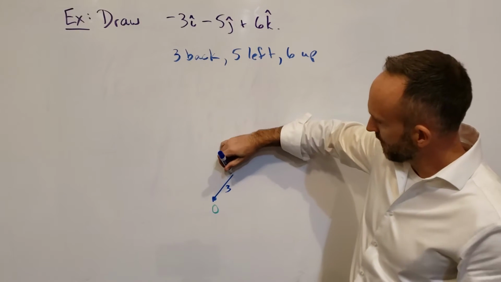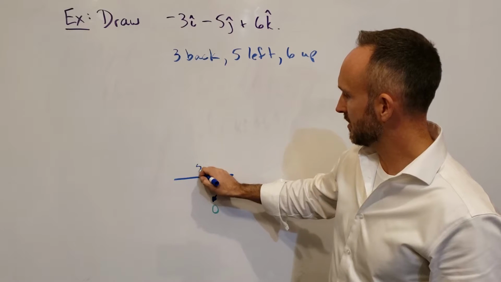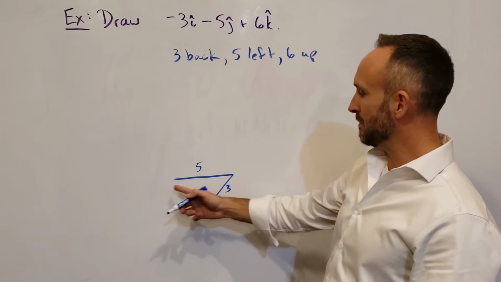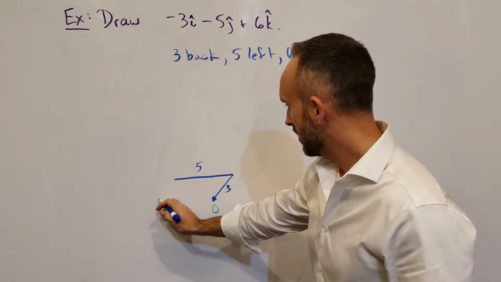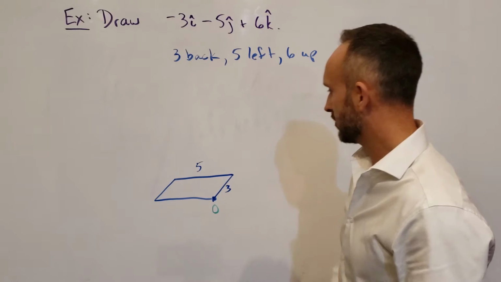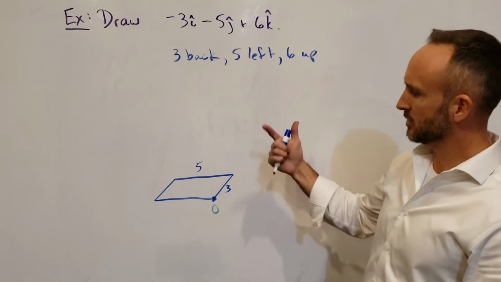And then I need to go left 5. So again, these measurements aren't precise. I'm labeling them so that we know what they are. And then I'll complete my rectangle by drawing parallel lines the best that I can freehand, okay? So there's what we start with. So now, let's go back.